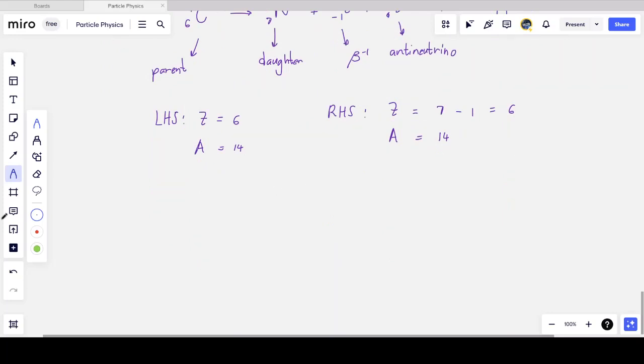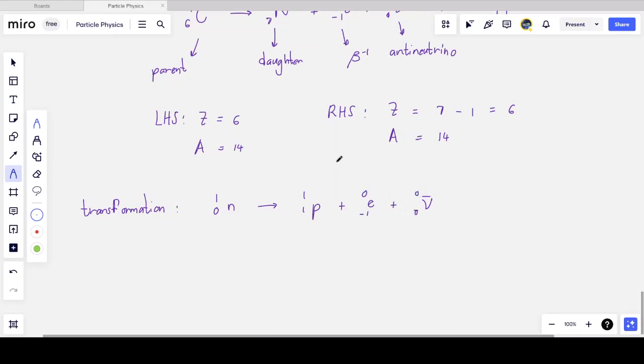Now what's actually happening is a very special type of transformation. We'll probably discuss later on how it's happening. But the weirdness of particle physics is that a neutron actually decays into a proton, an electron, and an antineutrino.